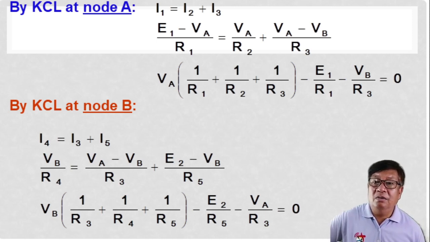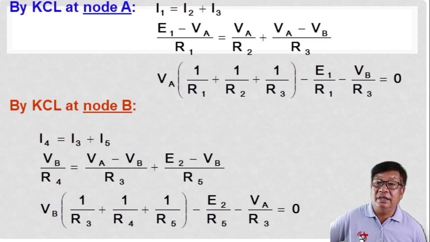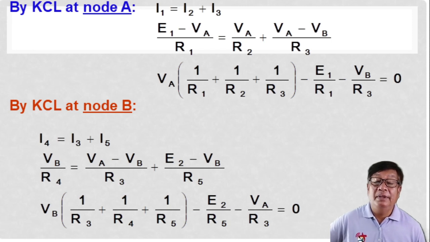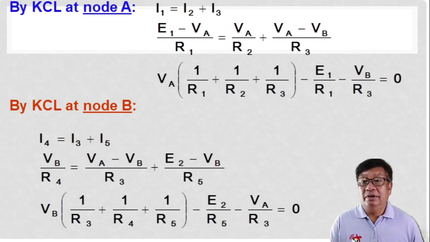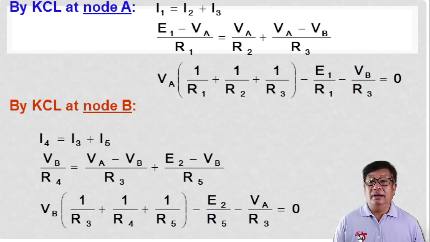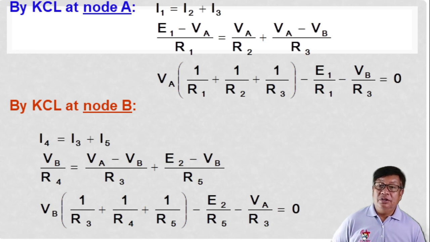Go back here, no? For Kirchhoff's current law at node B, we have this I sub 4 is equal to I sub 3 plus I sub 5. Your I sub 4 is voltage V sub B over R sub 4, that is Ohm's law. Then our I sub 3 is equal to V sub A minus V sub B divided by R sub 3. And then we have, what do you call this one, our KCL at the last portion of our circuit. We have this E sub 2 minus V sub B divided by R sub 5. So collect like terms, simplify, and then we have this equation here.